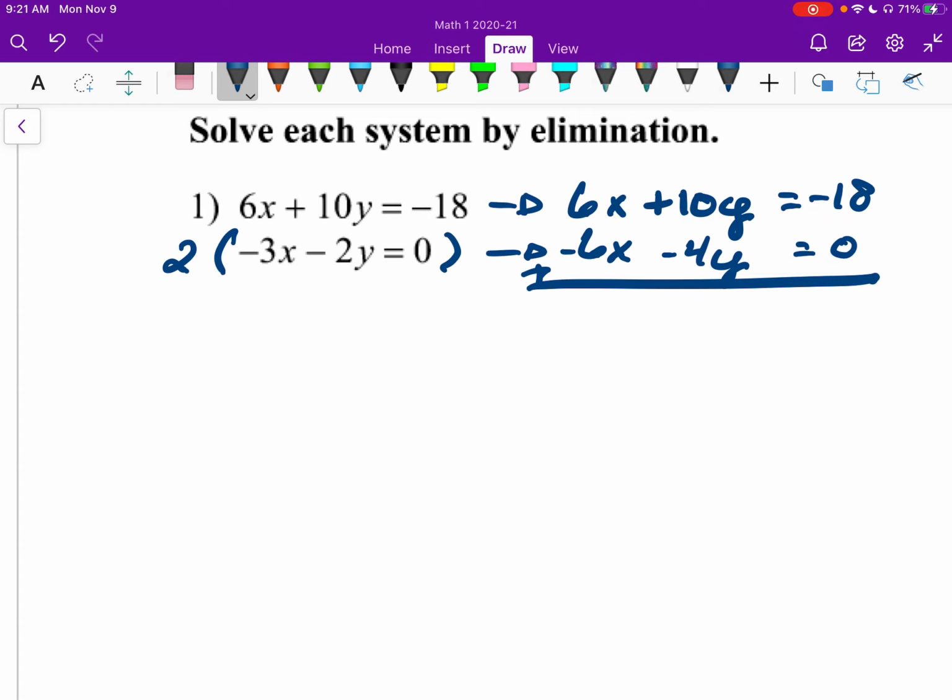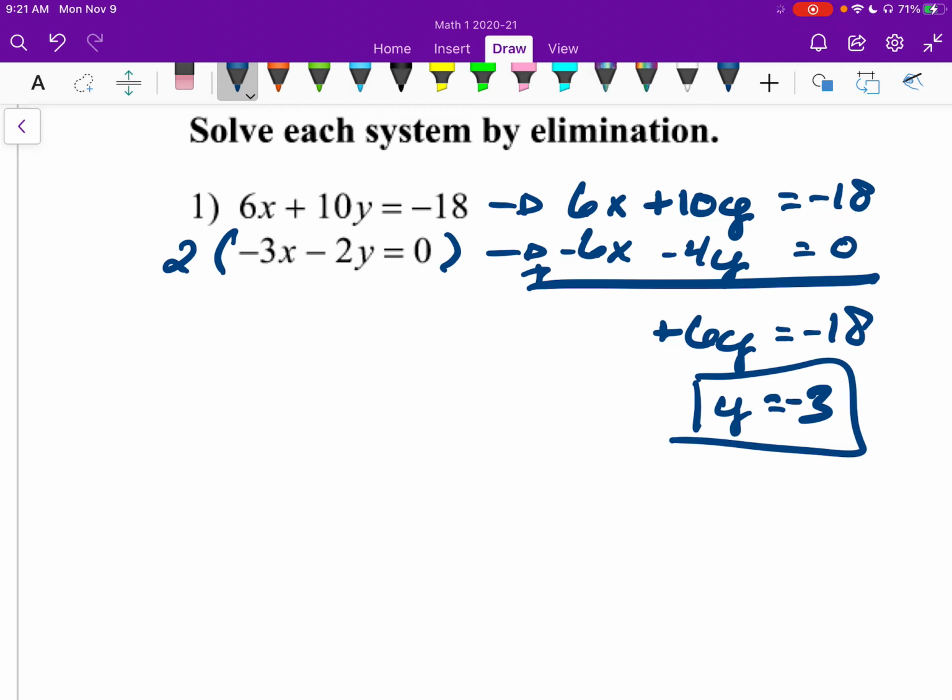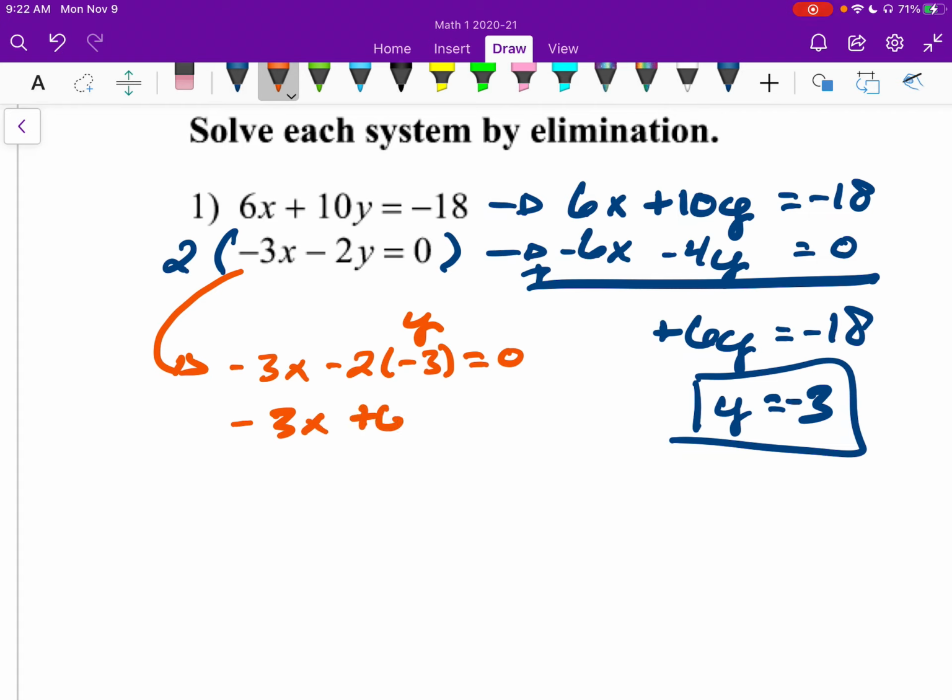So I add these together, that gives me 0x plus 6y equals negative 18. Negative 18 divided by 6 gives me negative 3. So my y is negative 3. I'm going to plug into one of them. I think it's pretty obvious that it would be easier to plug into the bottom one, right? They have smaller numbers. So I'm going to have, well, negative 3x minus 2 times negative 3 is 0, right? There's my y. So negative 3x plus 6 is 0. Negative 3x is negative 6, and x is 2.